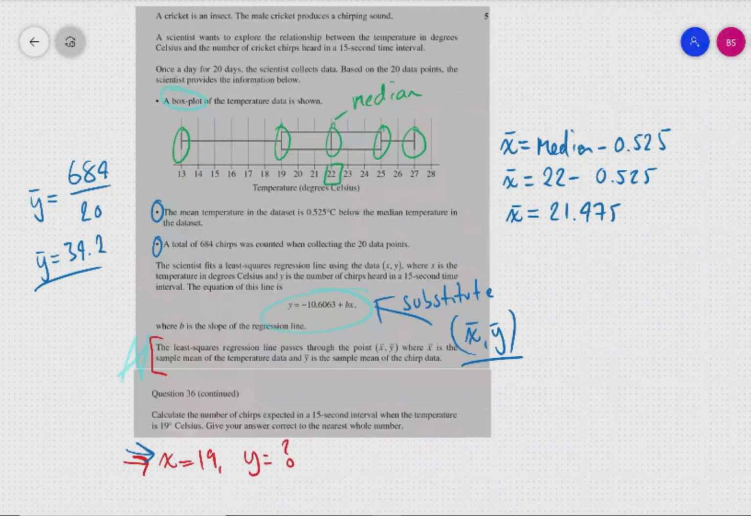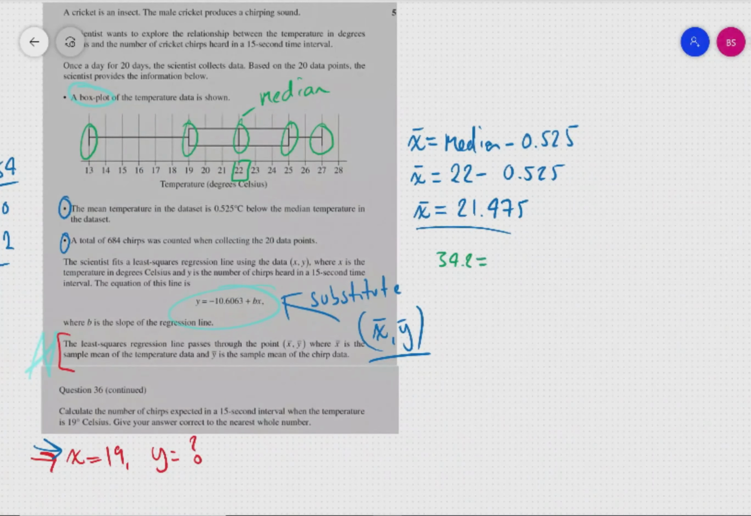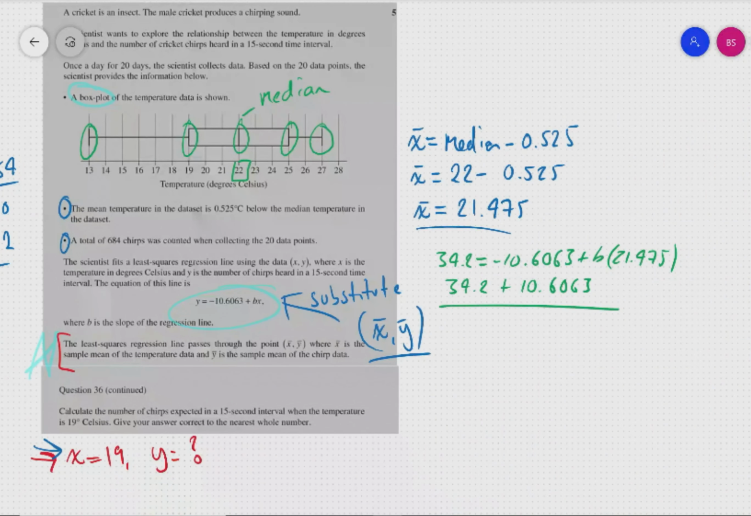So given we have our y bar and our x bar, we can now substitute in to solve for b. So let's do that over here in green. Our y, 34.2, equals negative 10.6063 plus our b multiplied by x, which is 21.475. Now rearranging, and we get 34.2 plus 10.6063 all on 21.475 equals b. Putting that into a calculator, and you get b is equal to 2.086.